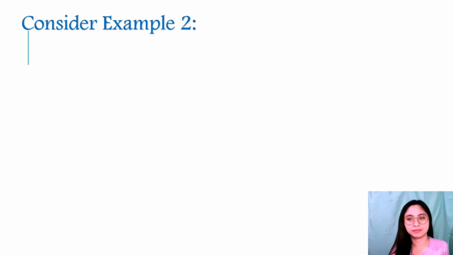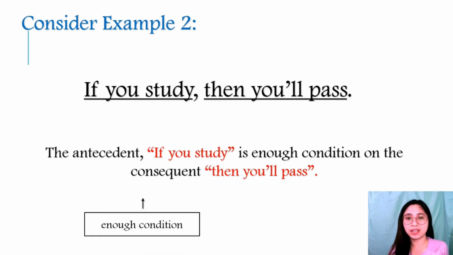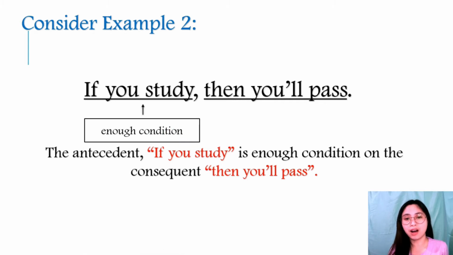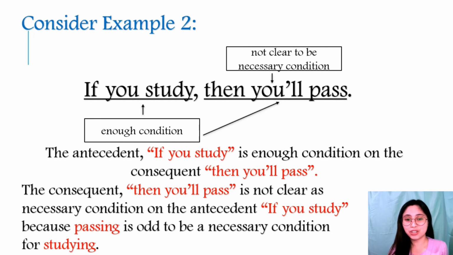is a necessary condition on the antecedent, if someone is a mother. But it is not always like that. For consider example 2. If you study, then you'll pass. The antecedent, if you study, is a sufficient condition for the consequent, then you'll pass. And the consequent, then you'll pass, is not clearly a necessary condition on the antecedent, if you study, because passing is odd to be a necessary condition for studying.